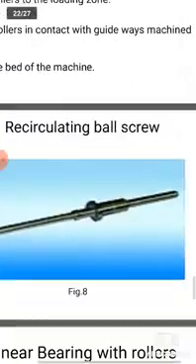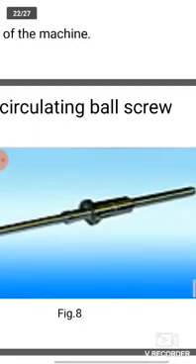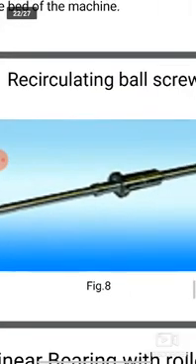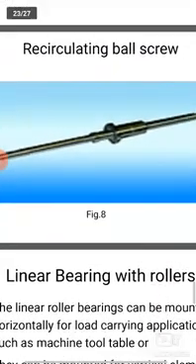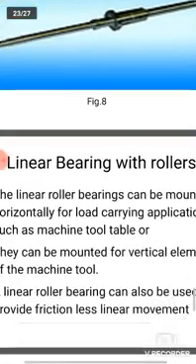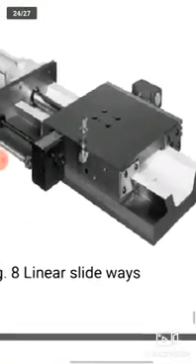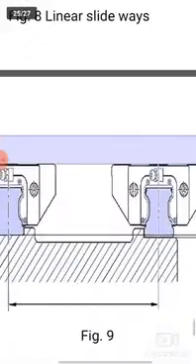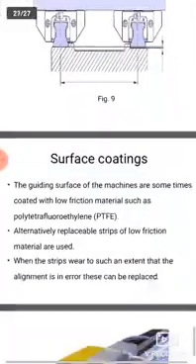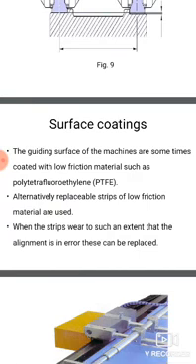Okay, so this is the reciprocating ball screw, how it works. See the diagram of reciprocating ball screws. So inside there will be ball screws. This is the linear slideway moving here and there. This is also a linear slideway picture. Next, surface coating we have seen.